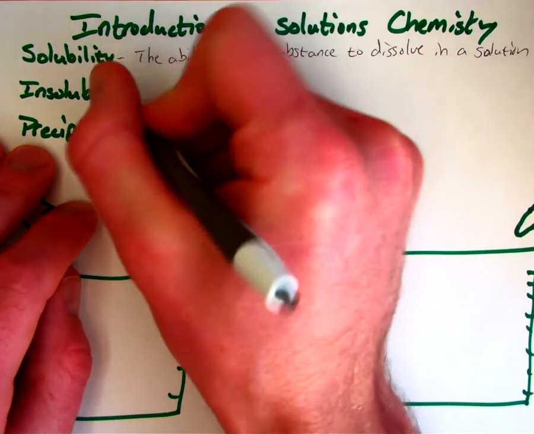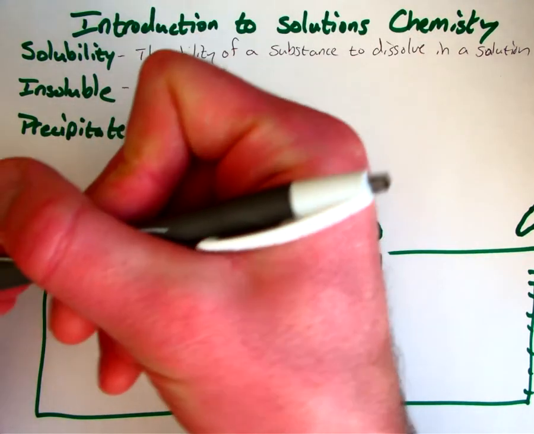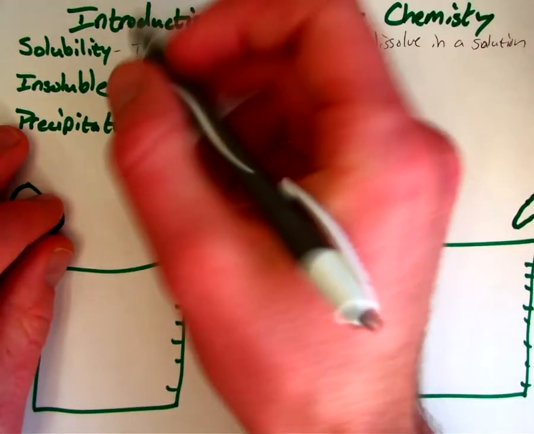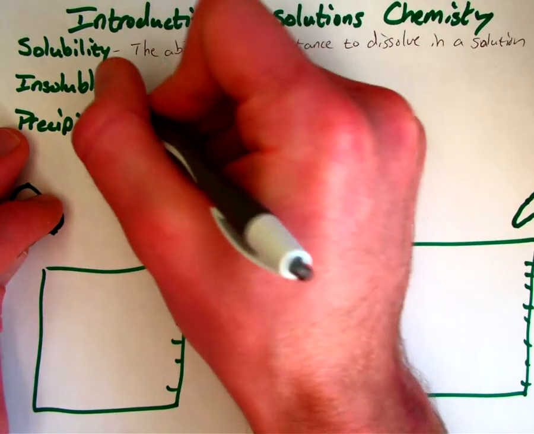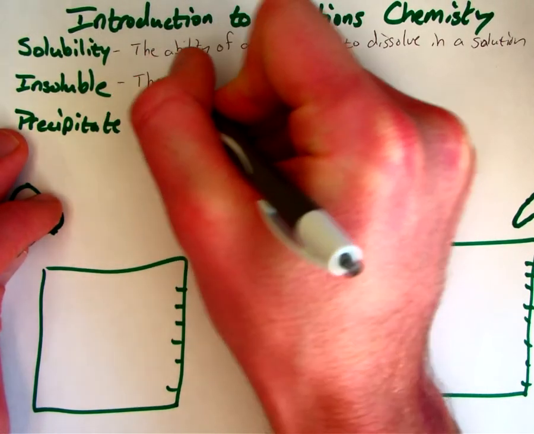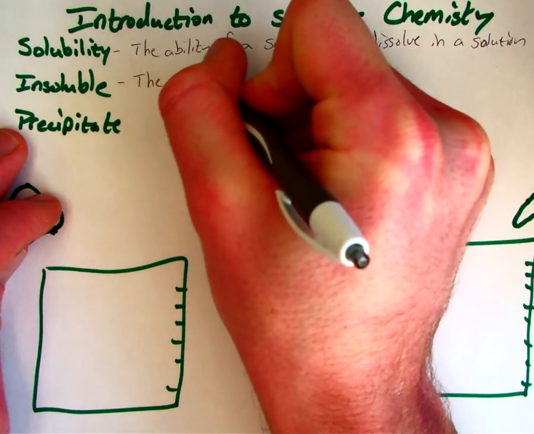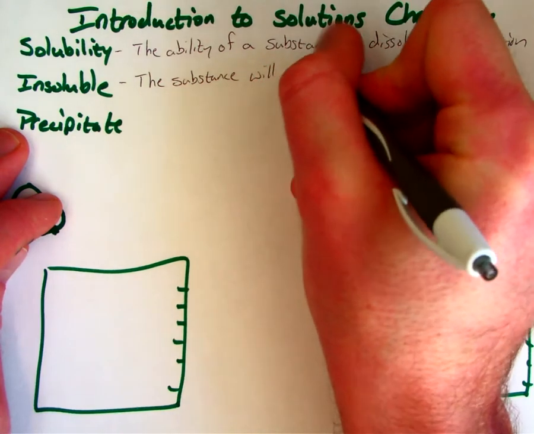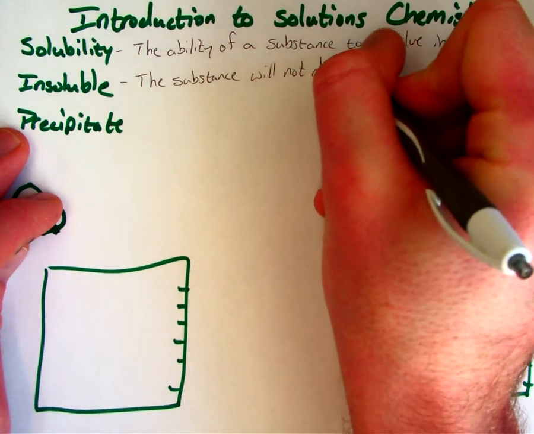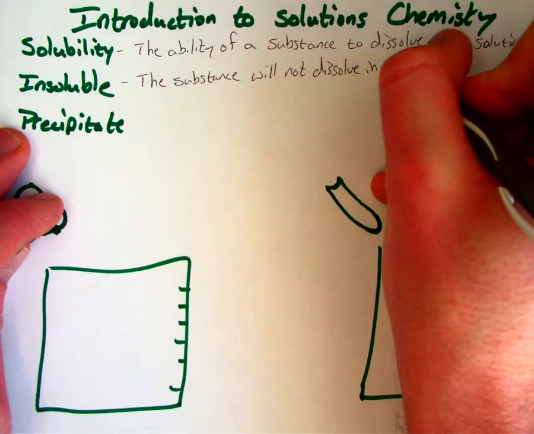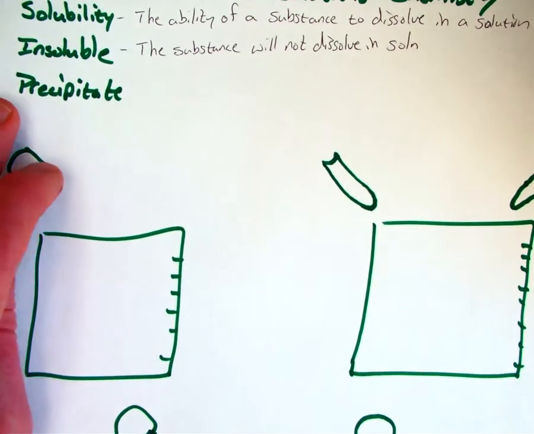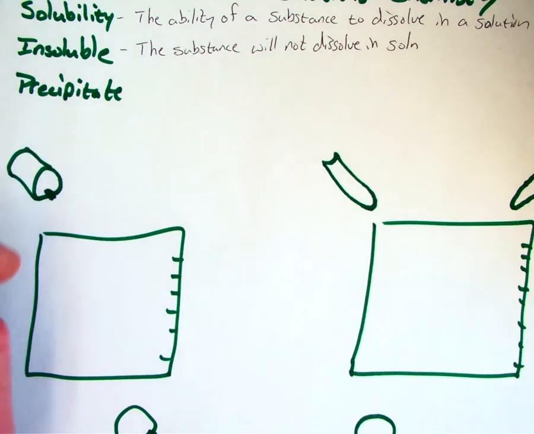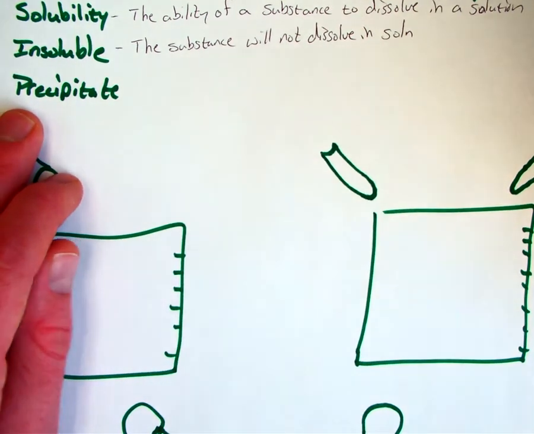Insoluble, again, is the opposite prefix indicating the opposite of the aforementioned word, meaning that this will not dissolve in solution. SOLN is my abbreviation, or a common abbreviation for solution, because if you say it really fast, it sounds like solution.